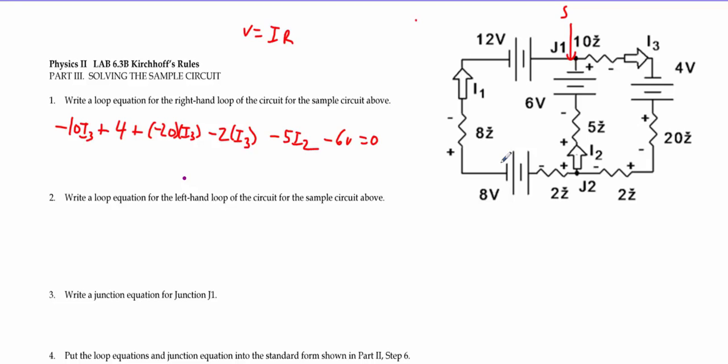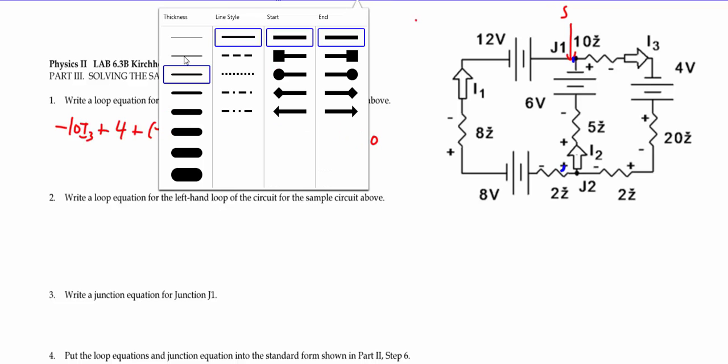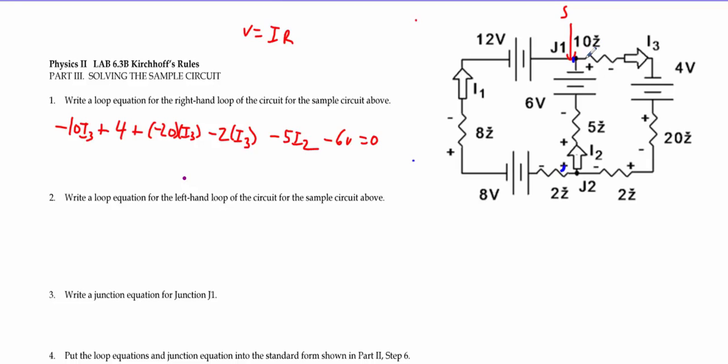Now we're going to do the exact same thing for the left-hand loop. So I'm going to start in the same spot, and I'm going to go this way around my loop. Doesn't matter, but that's just the way I picked. Okay. So again, let's get started. I'm going to do this one in blue. So make my marker the right size. I'm going through here, so negative to positive, that's positive. So I have 6 volts.